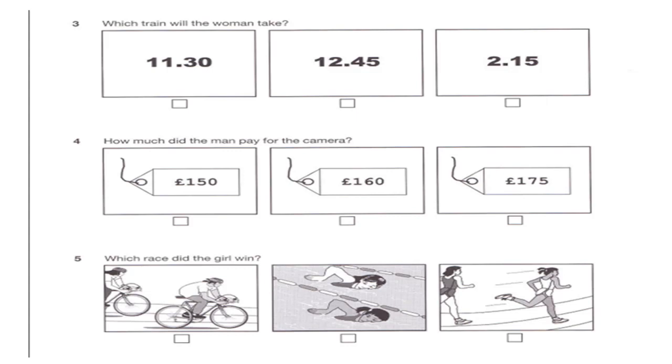Now listen again. I've bought a new camera. It looks expensive. Cameras like that cost about £150, don't they? This was £175, but the man in the shop took £15 off the price because it was in the shop window and there was no box for it. £160 is still a lot of money. I hope it takes good pictures.